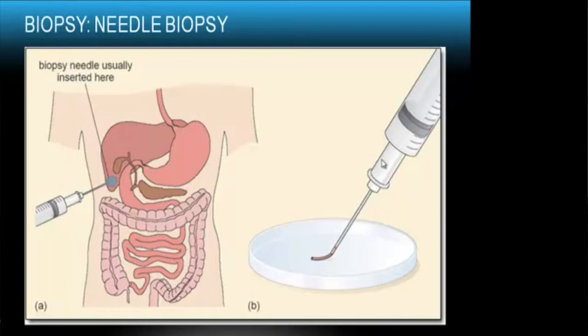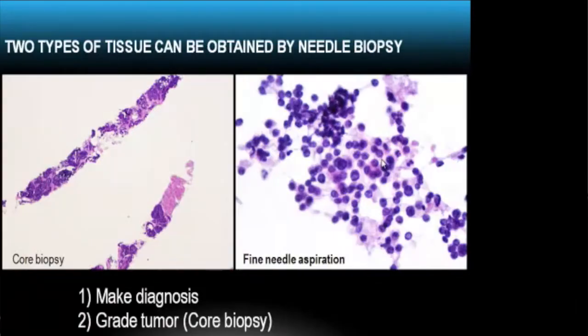I have a picture here, and this is a liver. There's a mass, a metastatic carcinoma tumor, in the liver. Usually radiologists will locate the lesion, insert a needle into it, aspirate, and get a small piece of tissue from that tumor. That is a needle biopsy. There are two types of tissue that can be obtained by needle biopsy.